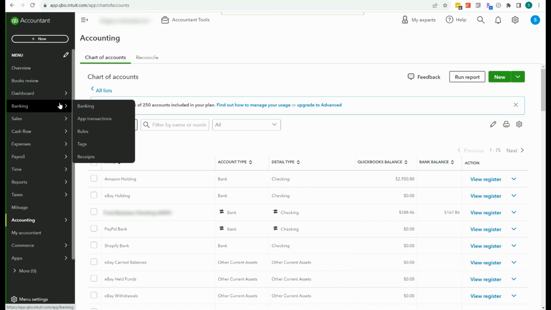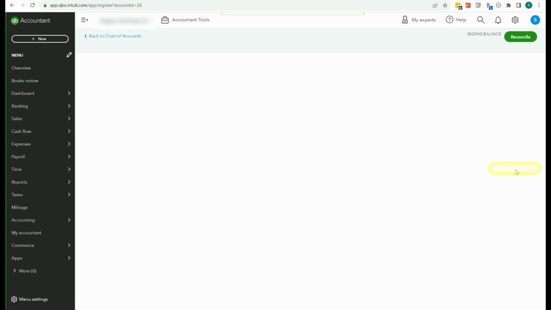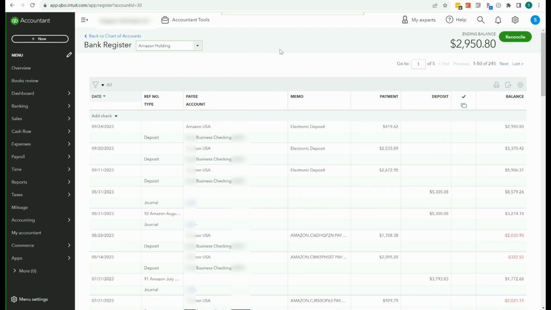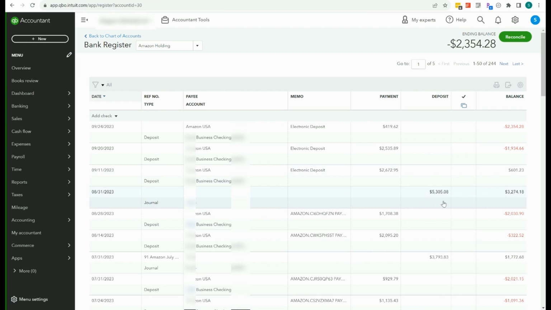Okay, now let's see how this all works together. We're going to go to banking. We're going to go to bank register, and we are going to choose Amazon Holding. I use the bank register feature all the time. It'll be your very best friend. So here's the journal entry we just did. You'll remember we did the debit to Amazon Holding for 530508. And if you will remember, these are the two deposits that came from checking. You can see from checking that we also recorded to Amazon Holding.